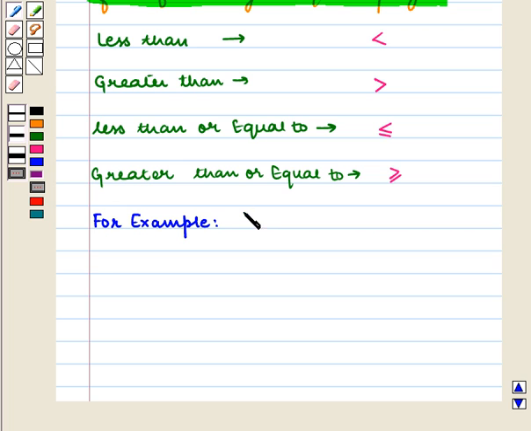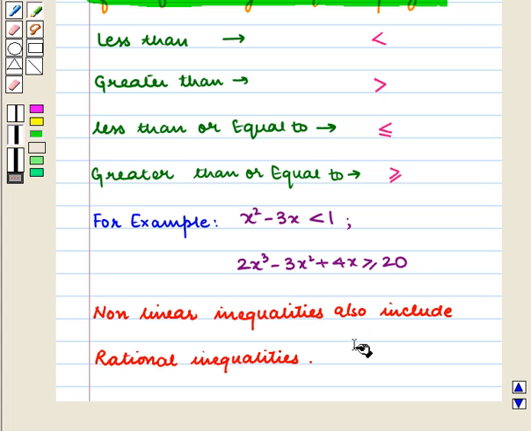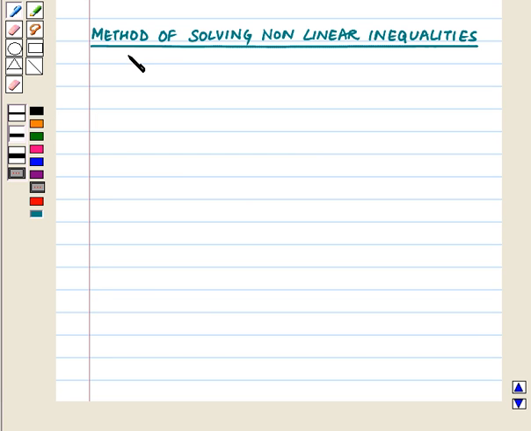For example, x squared minus 3x is less than 1, or 2x cubed minus 3x squared plus 4x is greater than or equal to 20. Nonlinear inequalities also include rational inequalities. Now we will discuss the method of solving nonlinear inequalities.